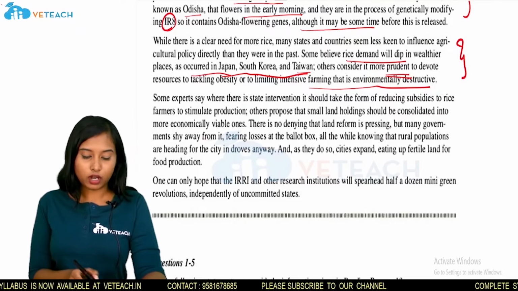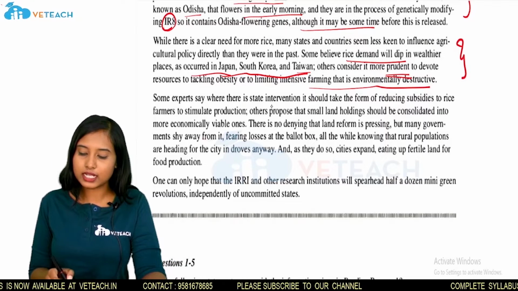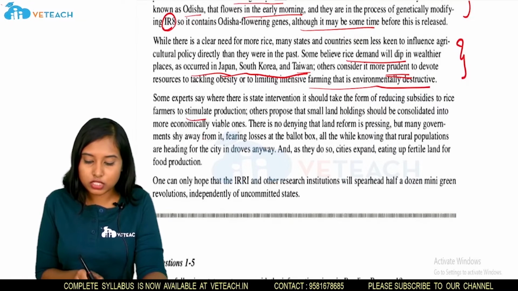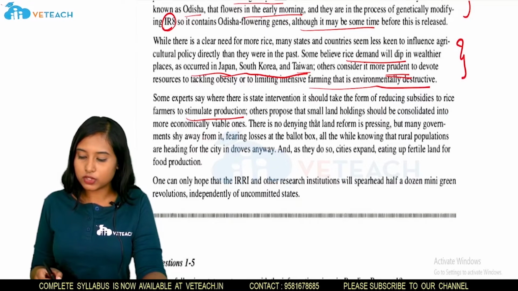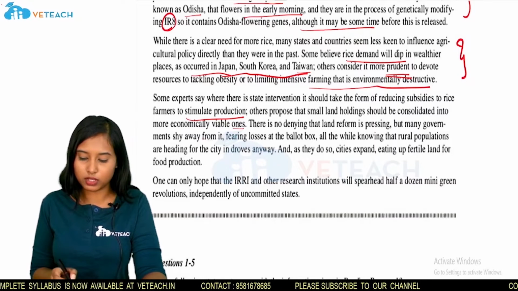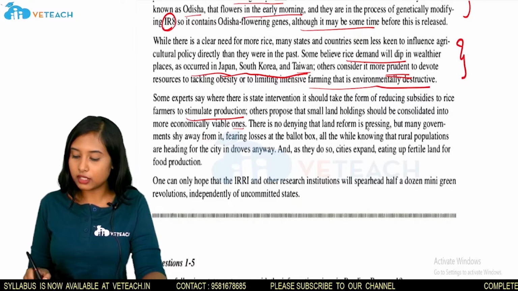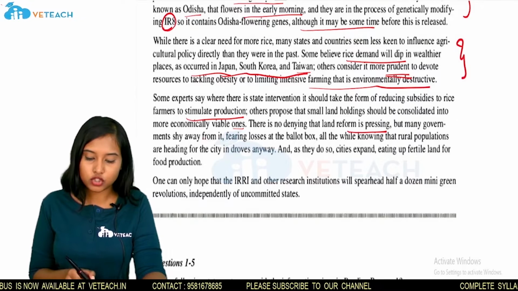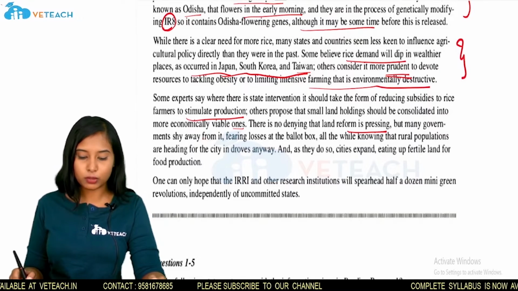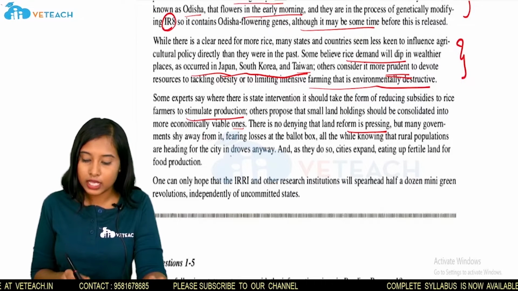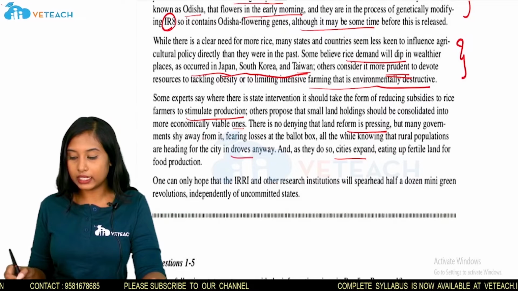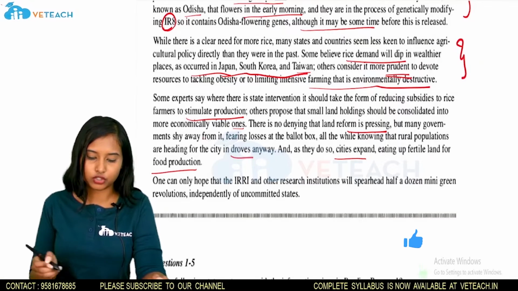Moving on to the next paragraph, some experts say that where there is state intervention, it should take the form of reducing subsidies to rice farmers to stimulate production. Others propose that small land holdings should be consolidated into more economically viable ones. There is no denying that land reform is pressing, but many governments shy away from it, fearing losses at the ballot box, all the while knowing that rural populations are heading for the city in droves anyway. And as they do so, cities expand, eating up fertile land for food production.